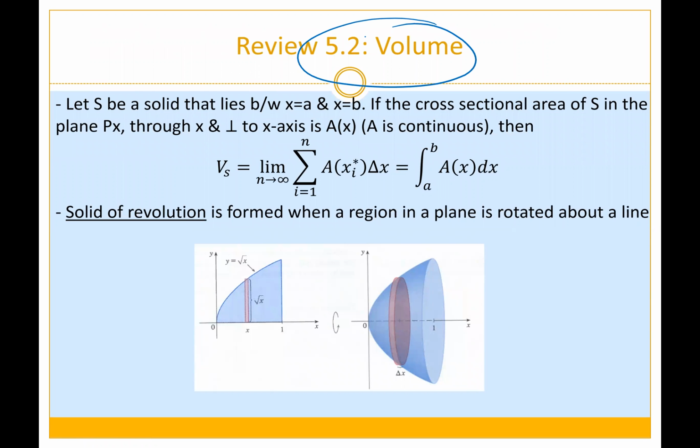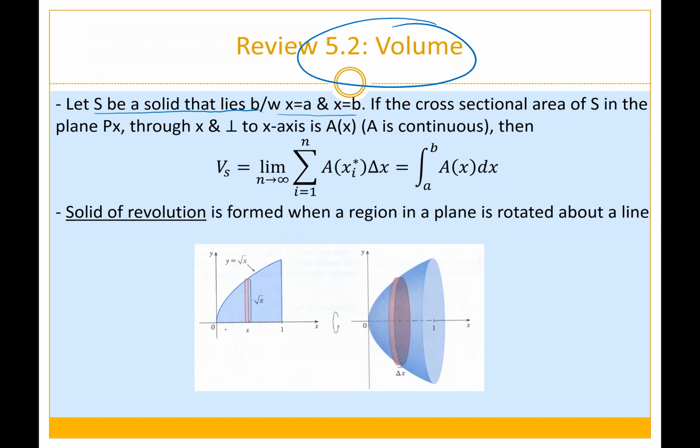Today we're going to be working on the last piece of material, as I said, sections 5.2 and 5.3. So basically two procedures or two methods to find the volume of a solid using integrals, and these solids are usually solids of revolution. Section 5.2 is the method for when S is a solid that lies between x equals a and x equals b.